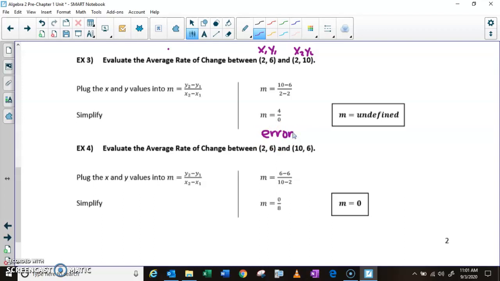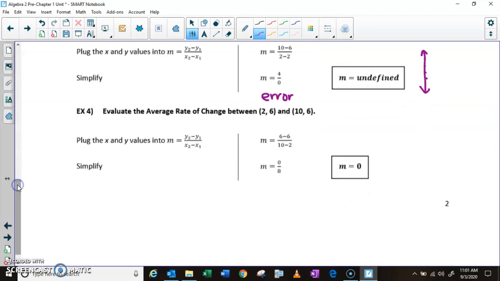So let's think about that in terms of slope. If I'm going to rise 4 units, but don't run, that tells me my line would have been a vertical line. So slopes of vertical lines were undefined.